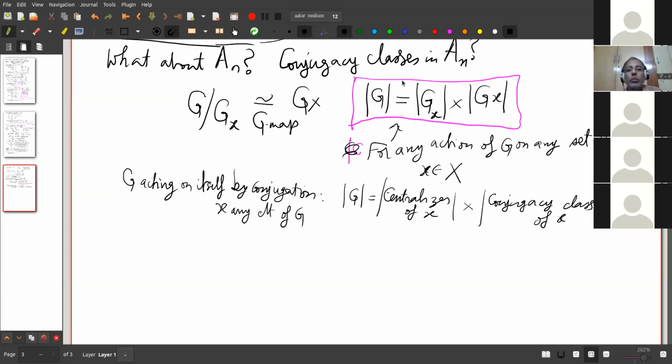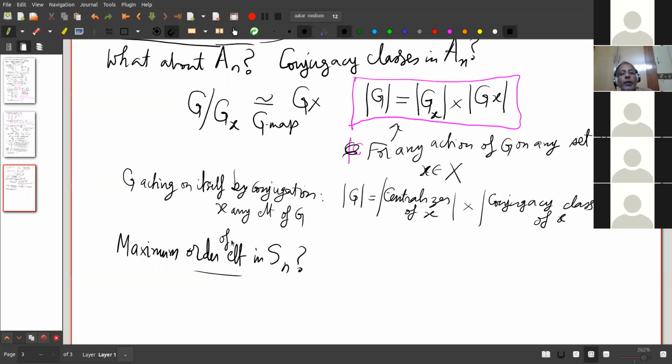And one more thing, is there any other easy method to find the maximum element in An or Sn? What do you mean by maximal element? Maximum order element. Okay, so you want to find the maximum order of an element in Sn. Wow. Okay. Yes, that's what I meant.